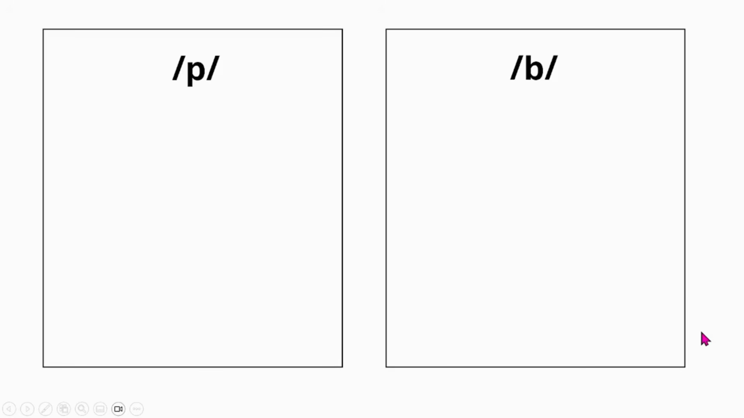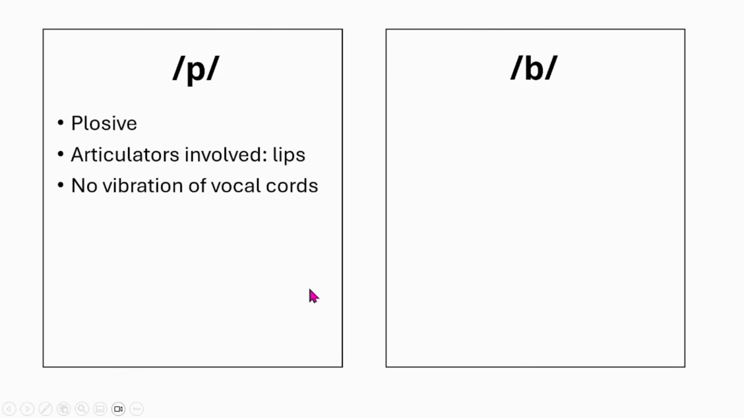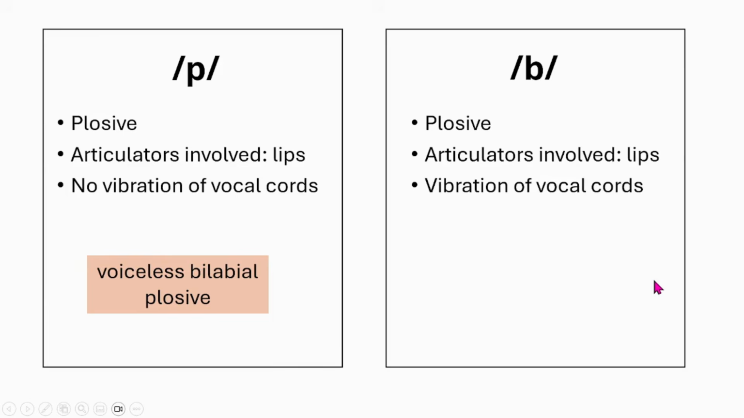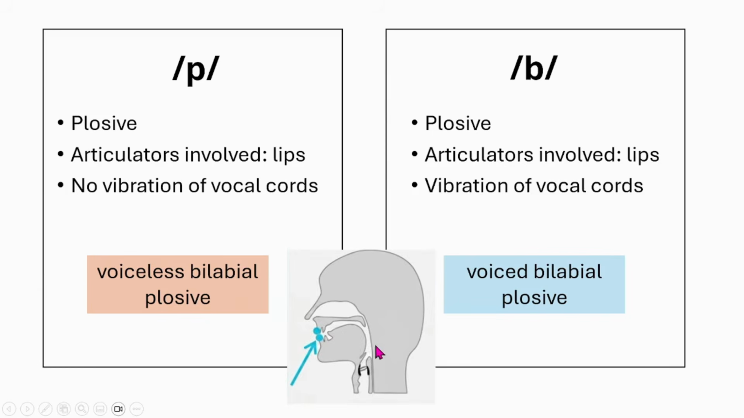So the first pair is p and b. Let's see p. The first sound is plosive, of course. The articulators involved are the lips, and there is no vibration of the vocal cords. So this sound is described or named the voiceless bilabial plosive. On the other hand, b is the voiced bilabial plosive. It has the same characteristics. It shares the same articulators that are involved in its production, and of course it's also a plosive. Here there's a graphic that shows the point of articulation or the place of articulation, which are the lips.